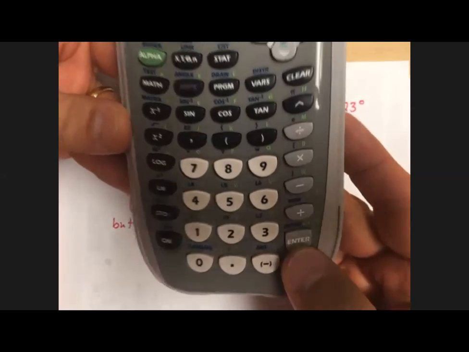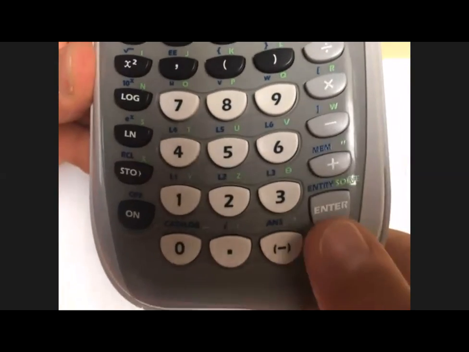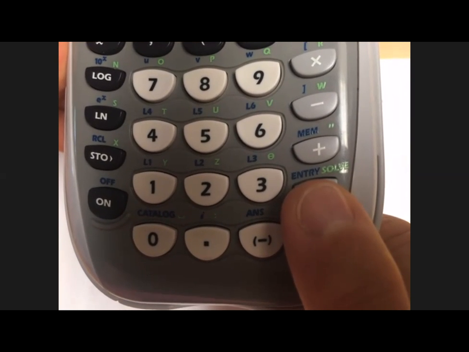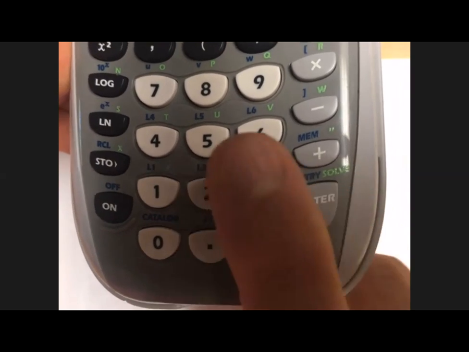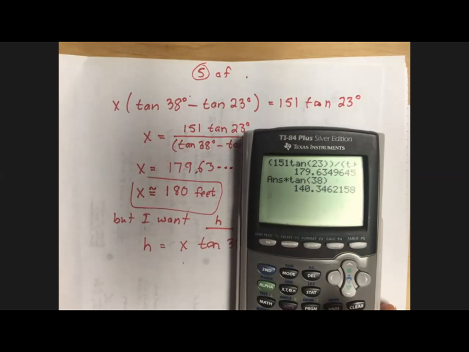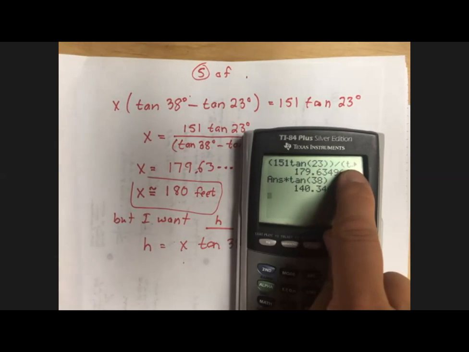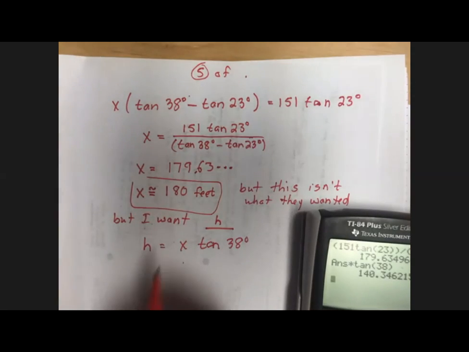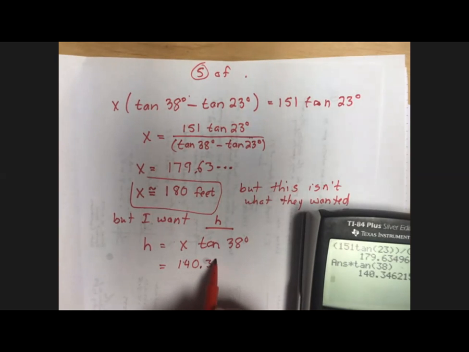Do you see down here on the enter key, it says in blue, entry? And the calculator, if you type entry with a blue key, the calculator will give you a list of the last things you did, and that would include this line up here. So before I do that, let me write down the answer that the calculator just gave me. 140.3462158. But that would be crazy if I told someone that's how tall the building is.